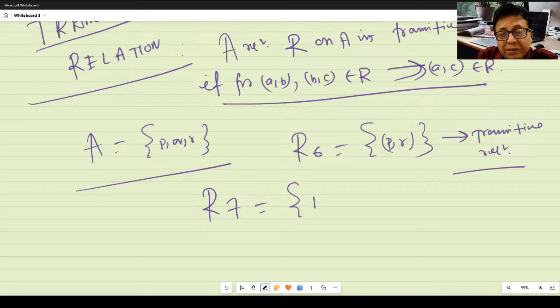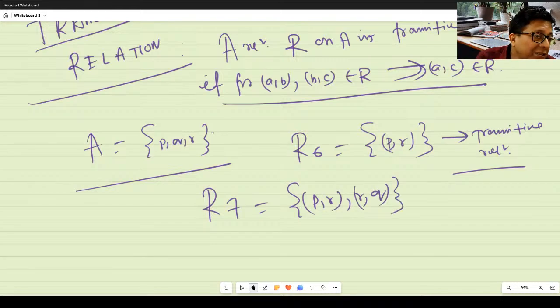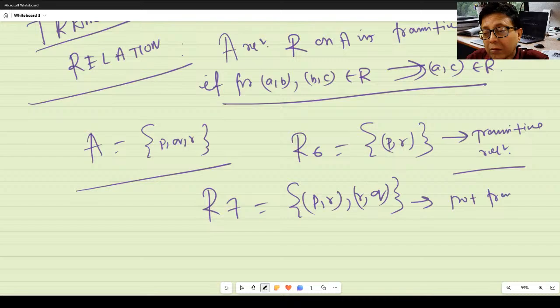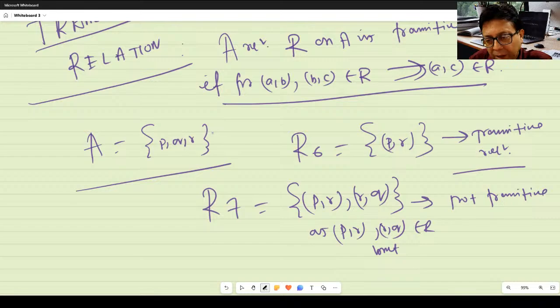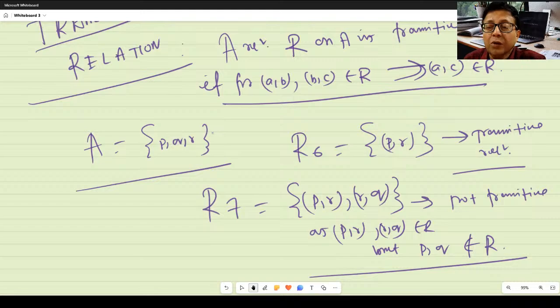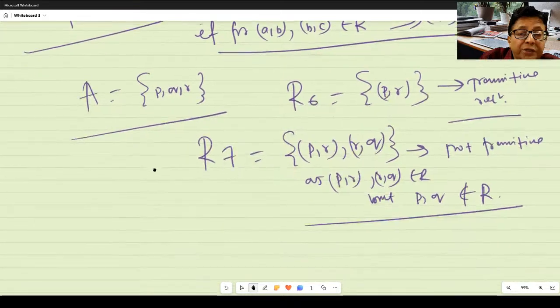Taking say R7 equal to {(P, R), (R, Q)}. Is it transitive? Not a transitive relation. This one is not transitive as (P, R) and (R, Q) are there, but (P, Q) does not belong to R. So this is not transitive. As (P, R) and (R, Q) are there, but (P, Q) is not there, so it won't be transitive.